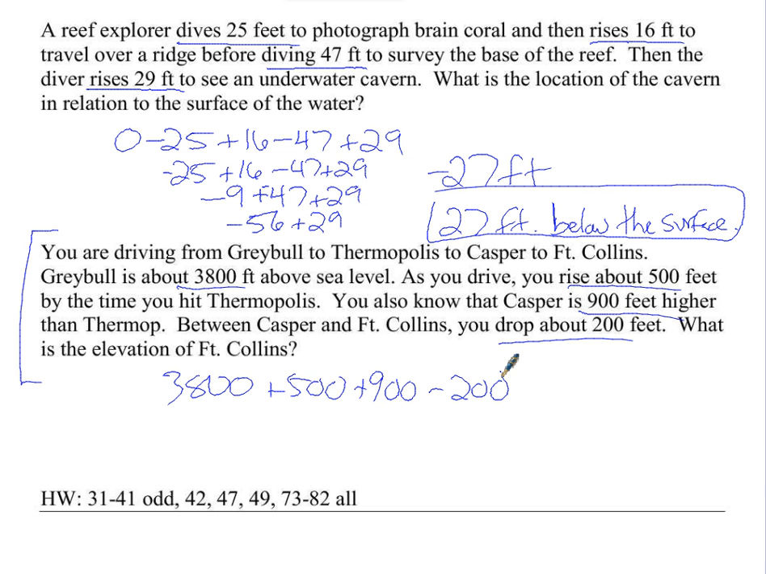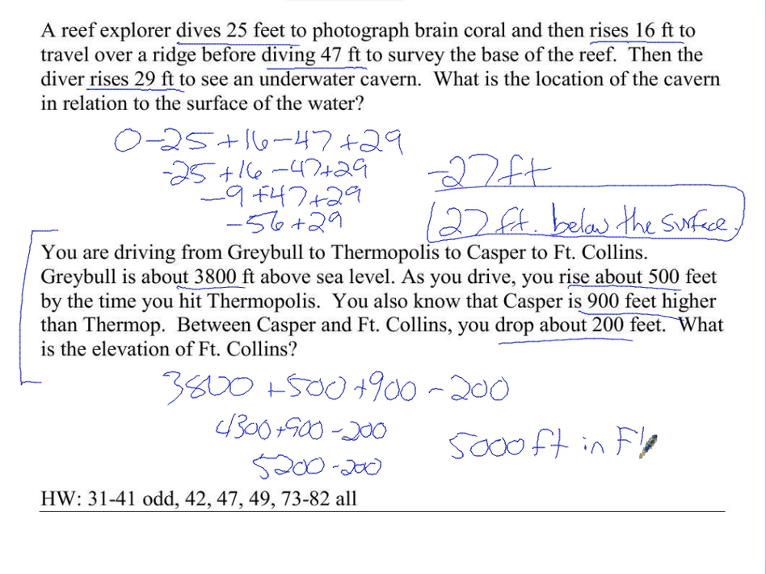So 3,800 plus 500, 4,300 plus 900 minus 200. 4,300 plus 900 is 5,200 minus 200, which we can quickly see is 5,000 feet in Fort Collins. Almost 1 mile up. So there's your answer. All right, that's it for the section. Enjoy.